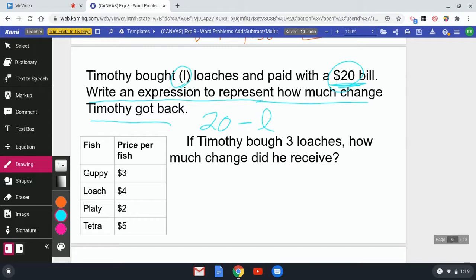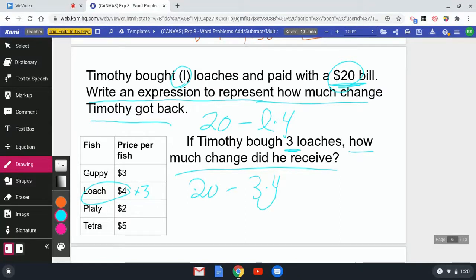Now, what if Timothy bought 3 loaches? How much change did he receive? Well, I have to times that by 3 first to know how much money, right? Oh, up here I should do the loaches times 4 because they're $4 a piece. So 20 minus 3 times 4.